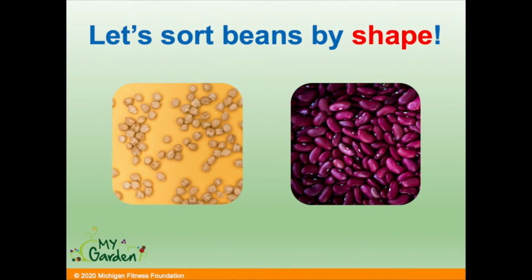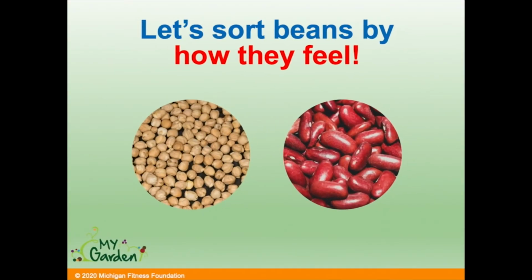Let's practice sorting by shape. The garbanzo beans on the left are round. The hidatsu red beans on the right are oval with a little curve in them. Now let's practice sorting beans by how they feel. You can see the garbanzo beans on the left have ridges, so those are bumpy. The kidney beans on the right, you can see, don't have any bumps or ridges, so they would be smooth.